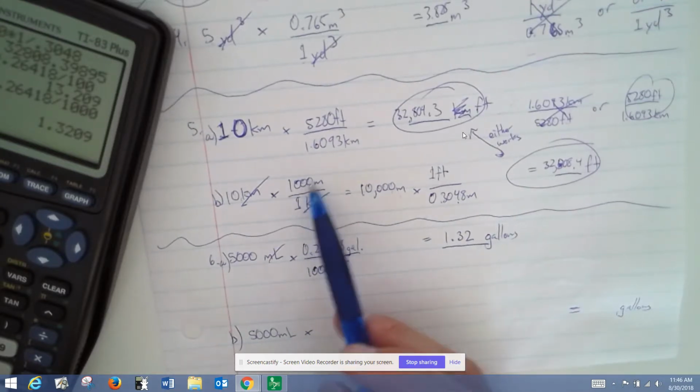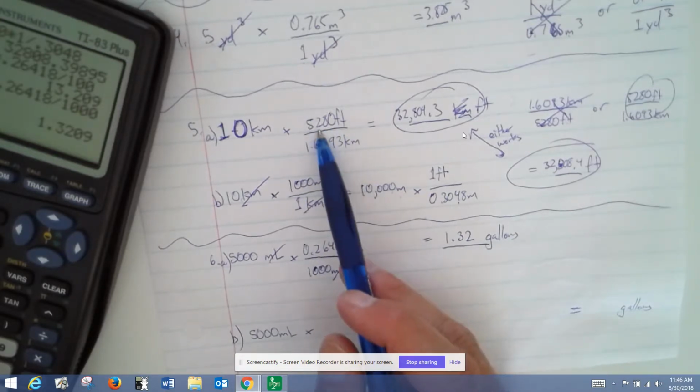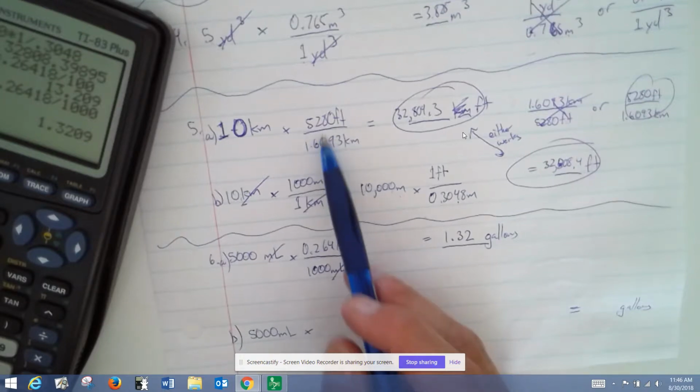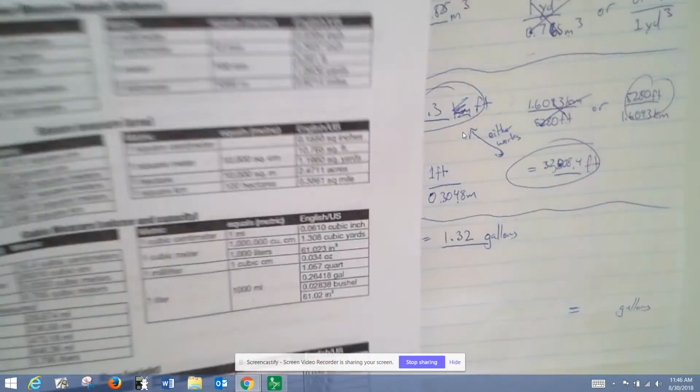Okay, these are facts. For every one kilometer there is indeed 1,000 meters. For every 1.6093 kilometers there is indeed 5,280 feet. I'm not making that up. That's factual. So you always have to use real, true conversion factors. Okay, so let's see. What else can we do?